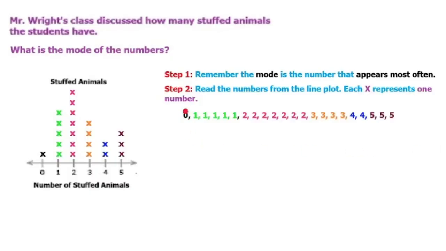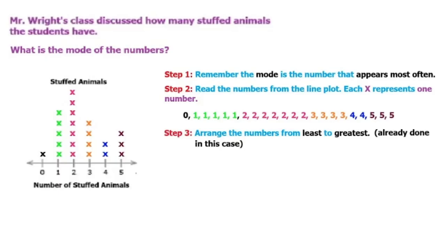So there's 1 zero, there's 1, 2, 3, 4, 5 ones, and then 1, 2, 3, 4, 5, 6, 7 twos, and there's 1, 2, 3, 4 threes, 2 fours, and 3 fives. Okay? So 5, there's 3 students that have 5 stuffed animals. 2 students that have 4 stuffed animals. So that's how you read the plot, okay?